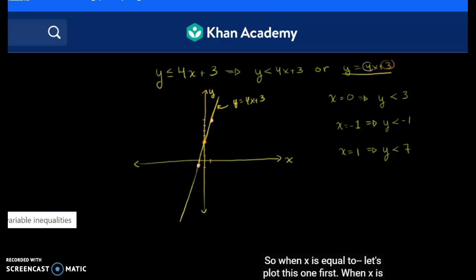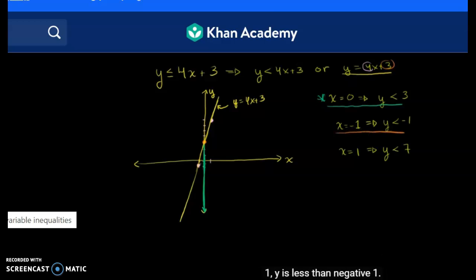When x is equal to 0, y is less than 3. So it's all of these points here that I'm shading in green. They satisfy that right there. If I were to look at this one over here, when x is negative 1, y is less than negative 1. So y has to be all of these points down here. When x is equal to 1, y is less than 7. So it's all of these points down here.